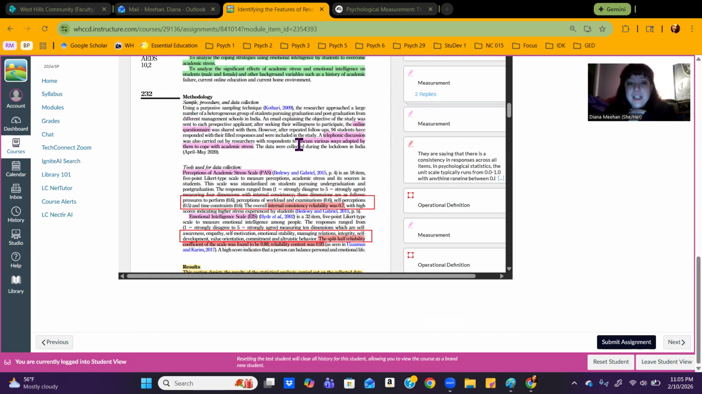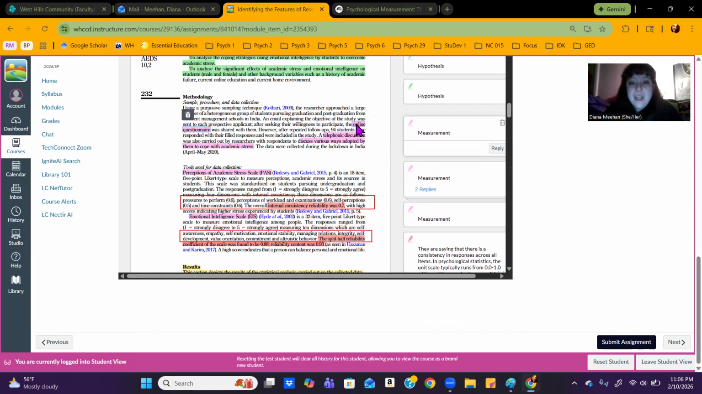In the methodology section, they talk about the types of students that they picked out. They're from schools in India. They were pursuing graduation and post-graduation, and from higher education, like that kind of stuff. But a measurement isn't about how the participants were gathered. It's what they did to measure their constructs, right?